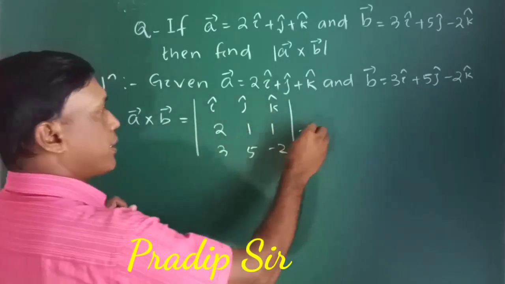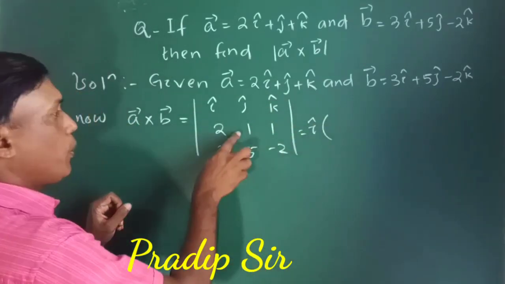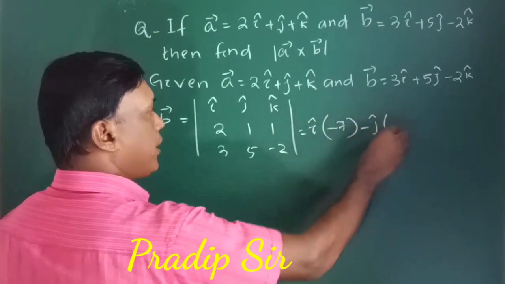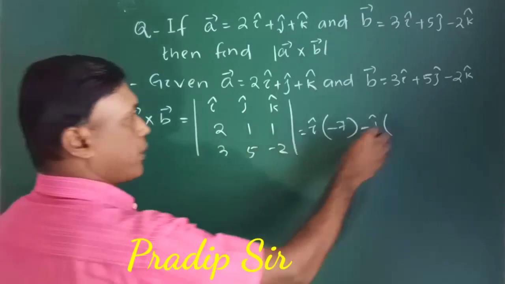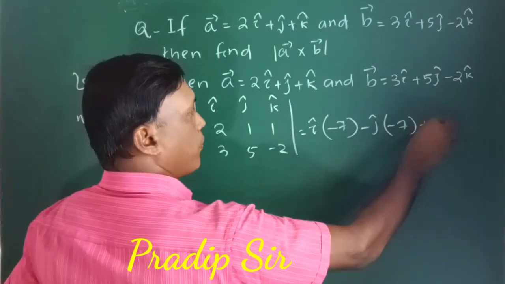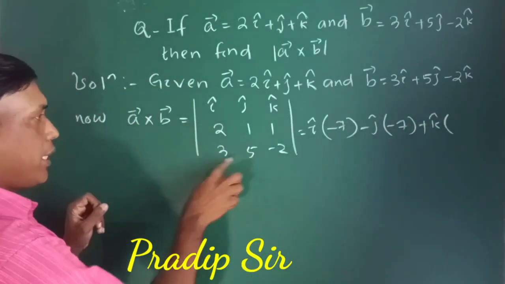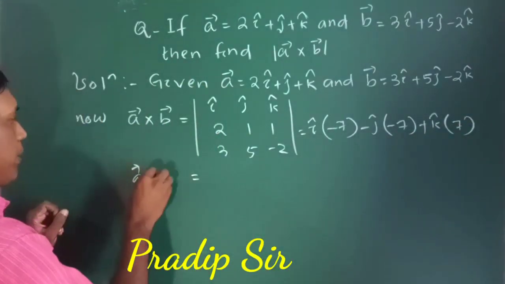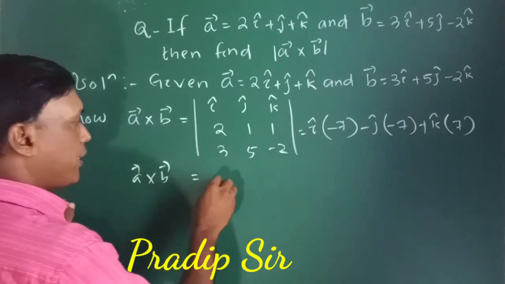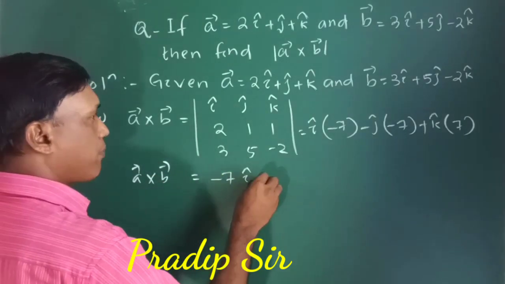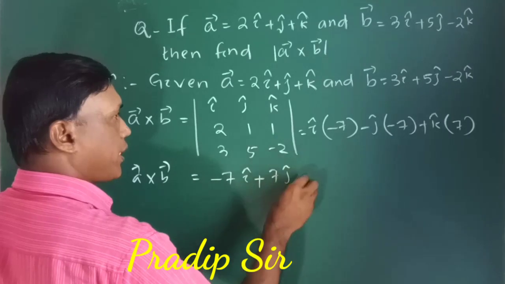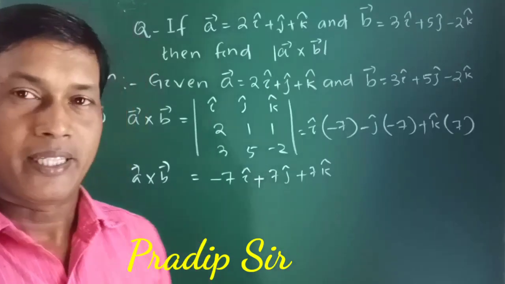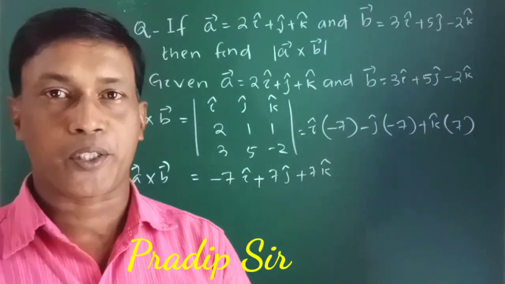And if we expand this, then this is i into minus 2 minus 5, which is minus 7, minus j into minus 4 minus 3, which is minus 7, plus k into 10 minus 3, which is 7. So A cross B vector is equal to minus 7i cap plus 7j cap plus 7k cap. This is A cross B vector. In this way you can find A cross B.